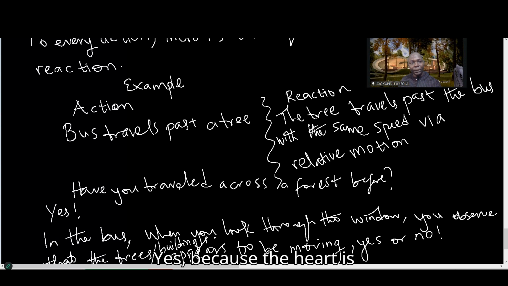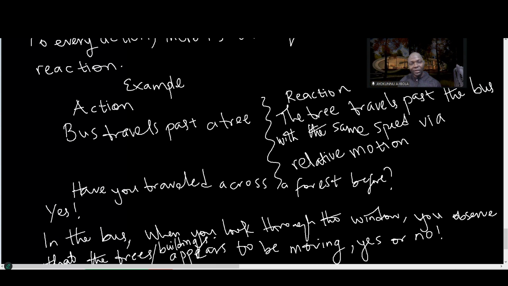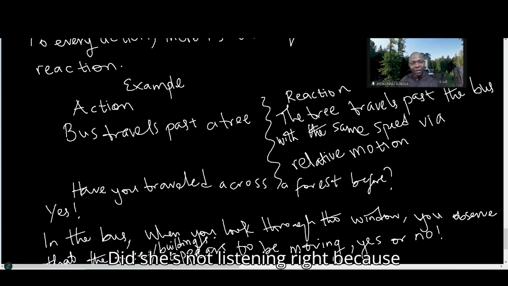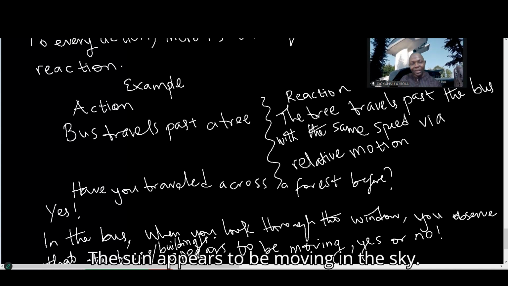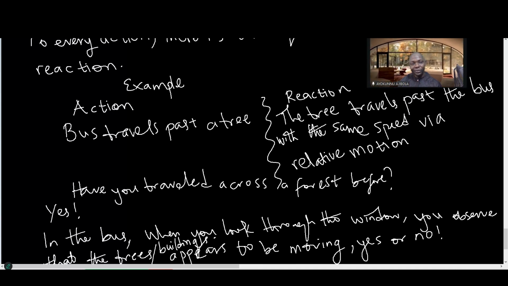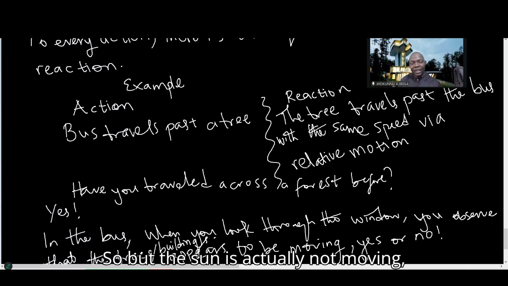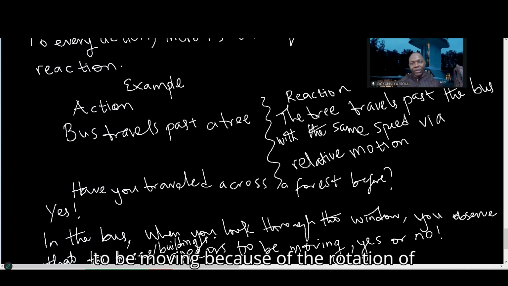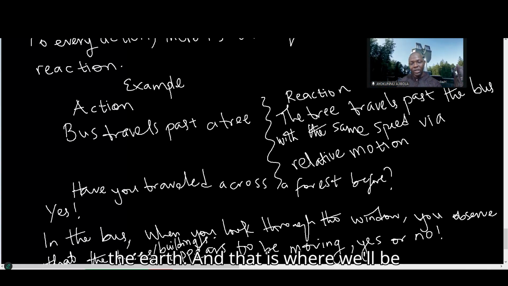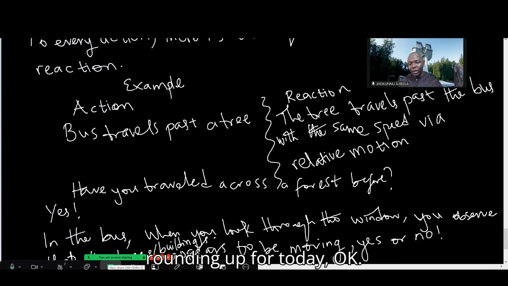Because the earth is rotating, the sun appears to be moving in the sky. Yes or no? The sun is actually not moving, but it appears to be. Even the clouds appear to be moving because of the rotation of the earth. And that is where we'll be rounding up for today, okay?